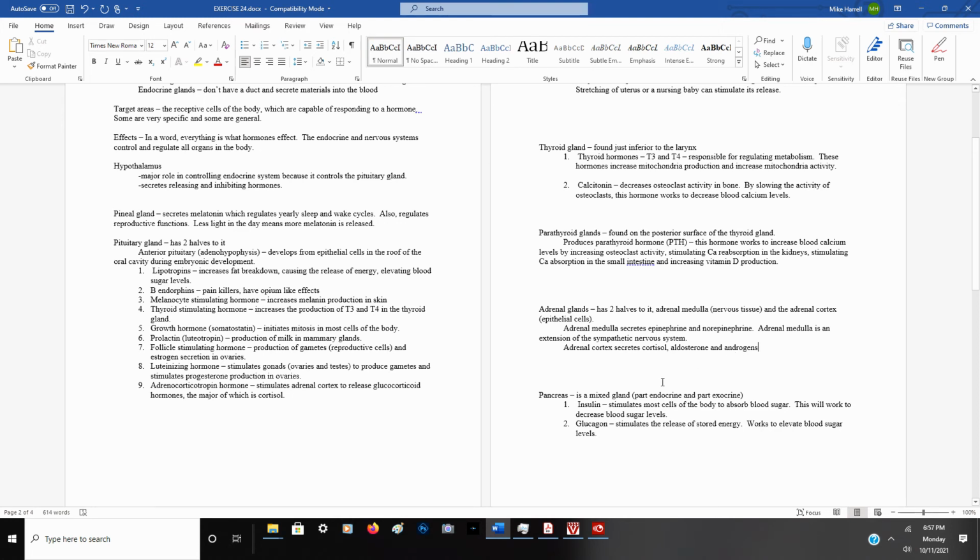So not much is mentioned on those right there. Then we get down to the pancreas. It's just posterior to your stomach, right behind it in the body. It is a mixed gland, meaning it is endocrine and exocrine.